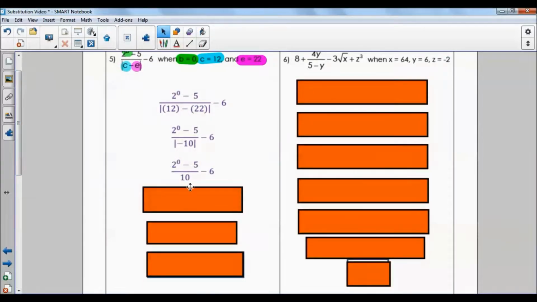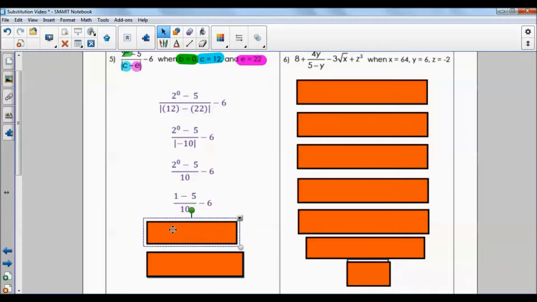Now we've got to finish up the top here. 2 to the 0 power is 1. Anything to the 0 power is always 1. It doesn't matter if it's 4 to the 0 power, 10,000 to the 0 power, anything to the 0 power is 1. Okay, so then we're going to subtract.